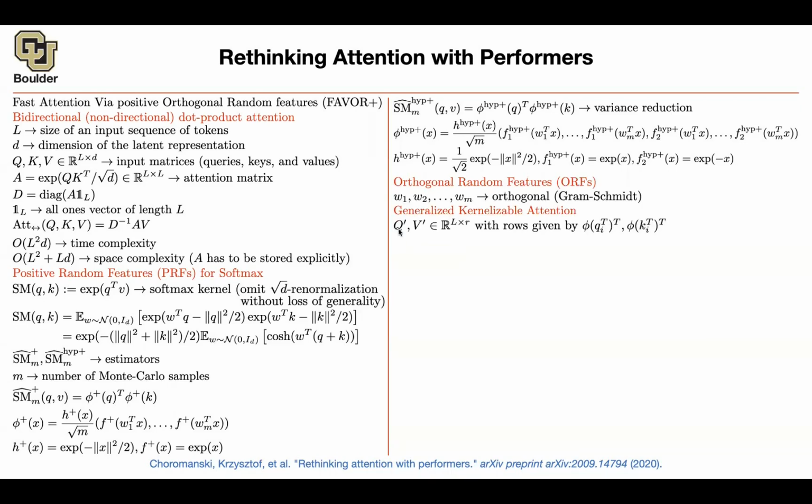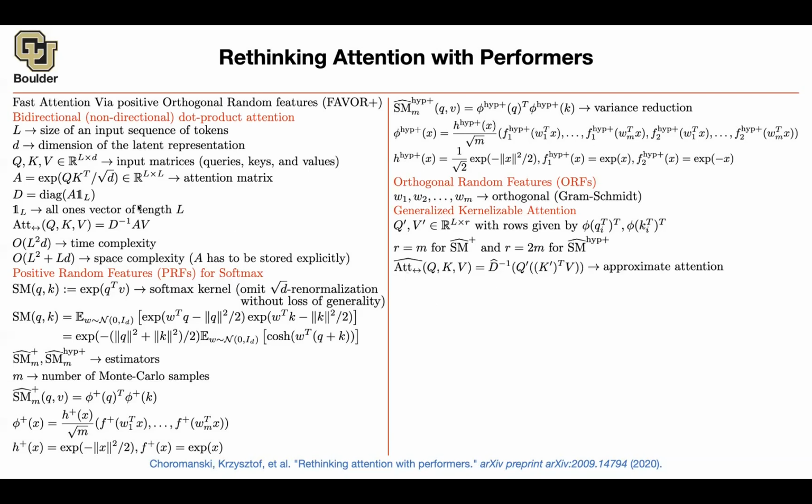Now you can generate q prime and k prime. They are equivalent to your q's and k's. They have different dimension here. And your rows are coming out of these phi functions. And your phi could either be phi plus or phi hype plus. So it's a generic formulation for both. R is going to be m for Sm plus. It's going to be 2m for Sm hype plus because you're sampling twice more.